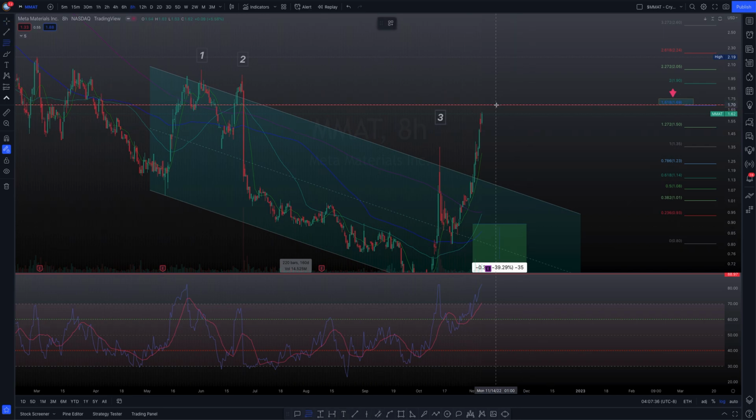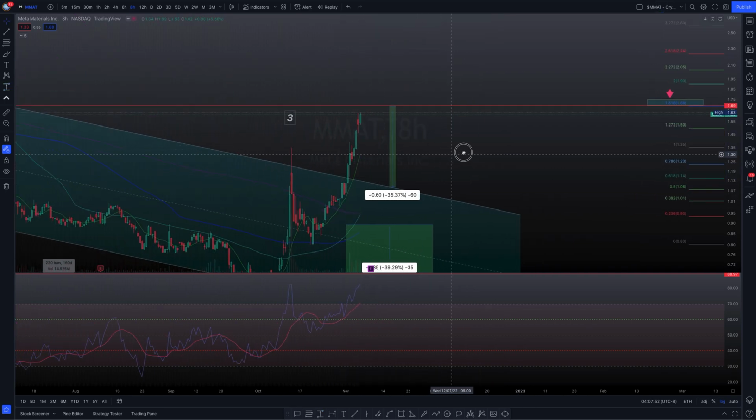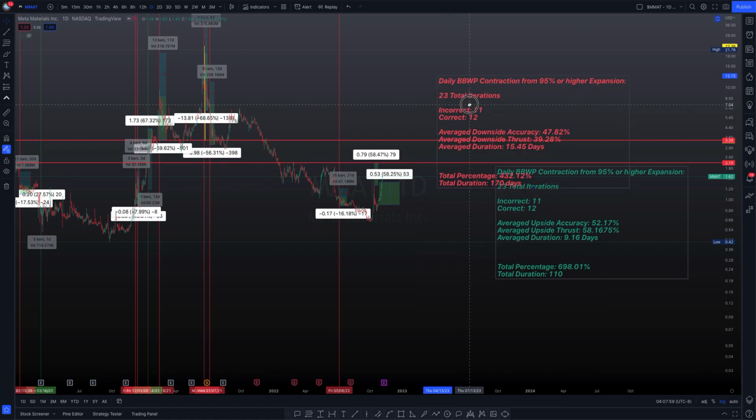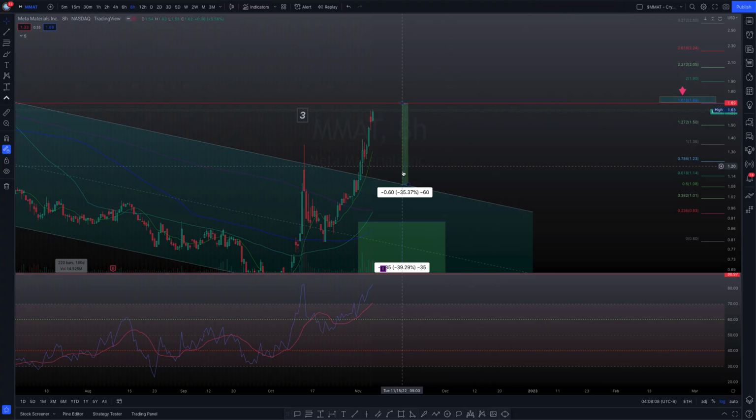And if you fail to take profit at this area, we're going to take a measurement from down here. Yeah, so you're looking at a 35% decline and loss. Now, what does that sound like, you guys? Let's go back to the data and take a look at the downside thrust. We have a downside thrust of 39.28%. And, come on, man, what is that looking like?